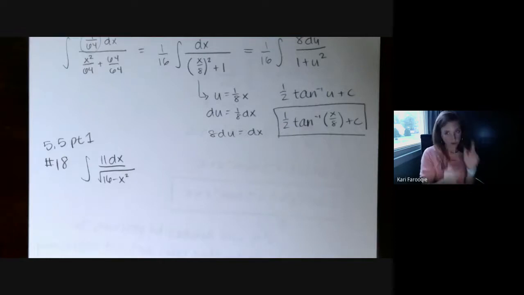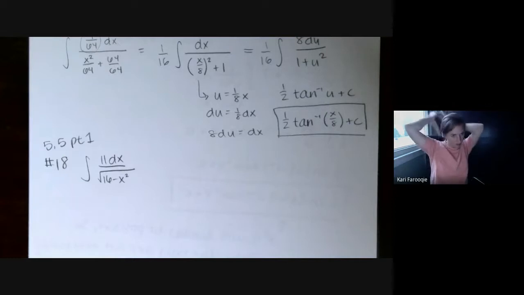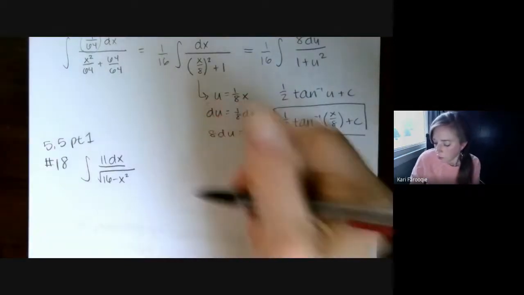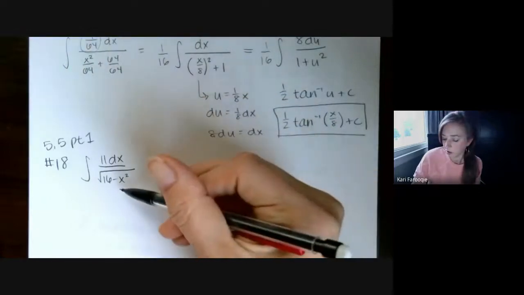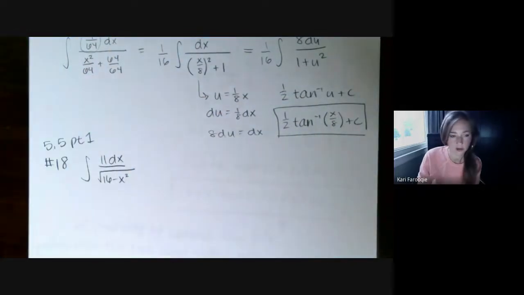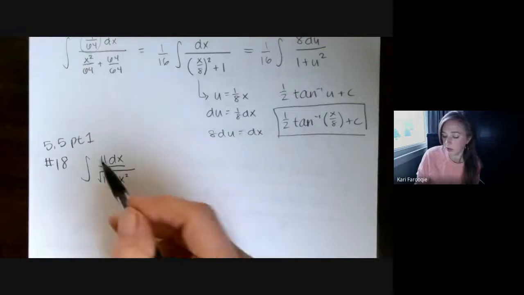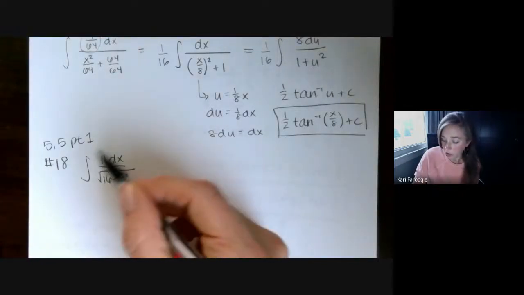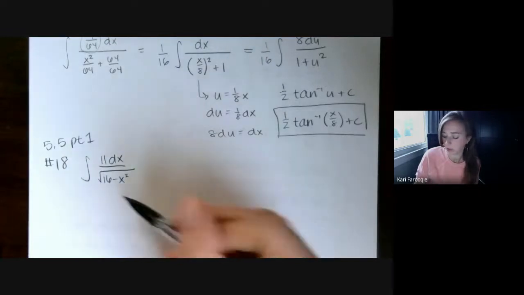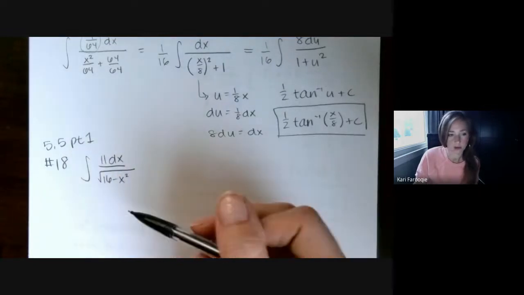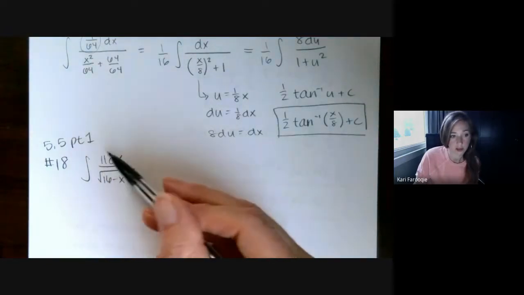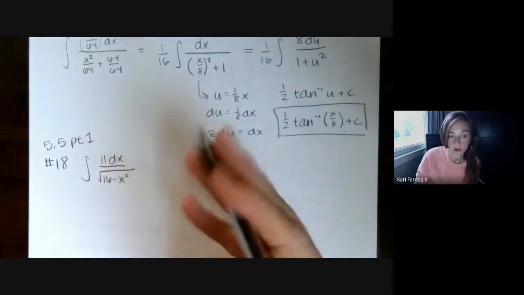And this was number 18. Again, this is looking like an inverse trig form, and it is because you'd be thinking that u is something x, you don't know what yet, but then du would be a constant. If you had an x in the numerator, this would be a u substitution. U would be 16 minus x squared. Du would be negative 2x dx, but you don't have an x in your numerator.